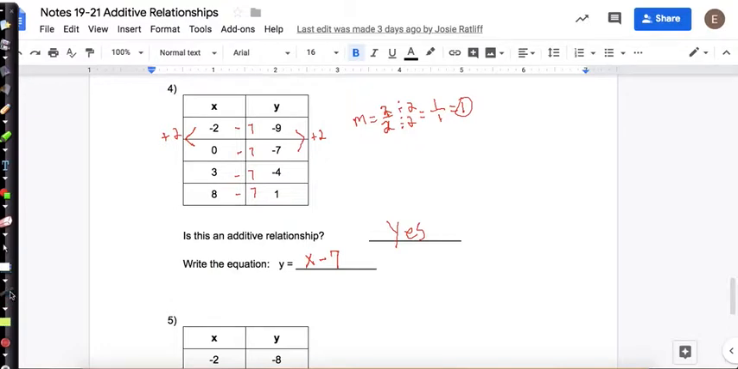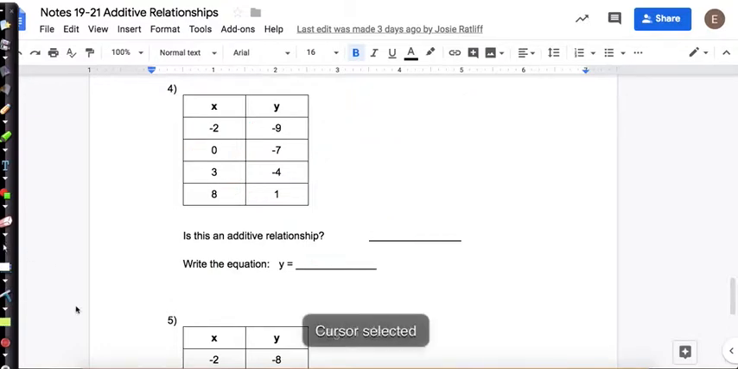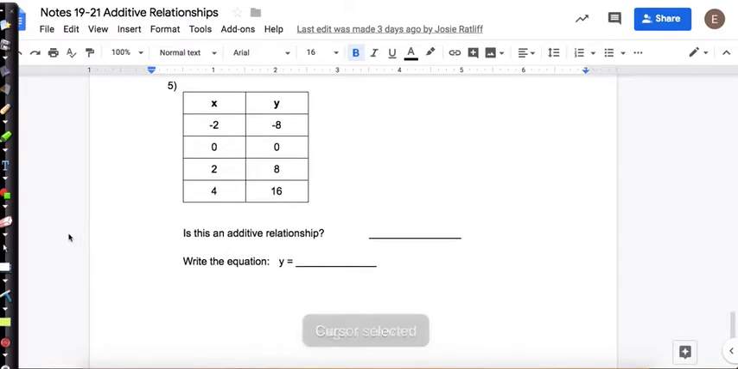Let's look at our final example. So we're going to find the slope to write the equation. And if you don't want to deal with negatives, you can skip down here and go, okay, let's look at these two. How do you get from 0 to 8? Plus 8. And 0 to 2? Plus 2. You don't always have to pick the first two in the table. You can pick ones that are easier to identify.